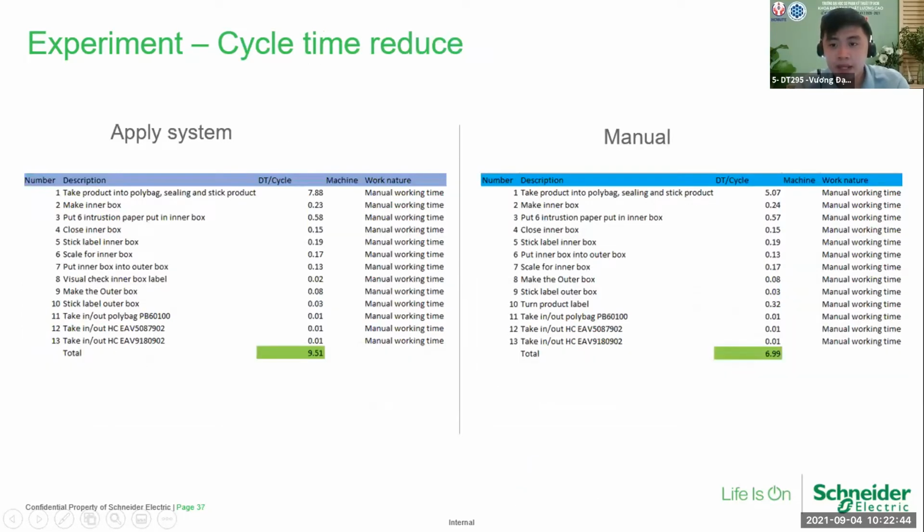The cycle time of the packing process is 9.5 seconds, an increase of around 2.5 seconds compared with the manual process. The root cause is in the step of taking the individual label from the printer. The printer speed is set by default to 50 millimeters per second, leading the operator to wait for the label. So the team immediately increased the speed to 101 millimeters per second.